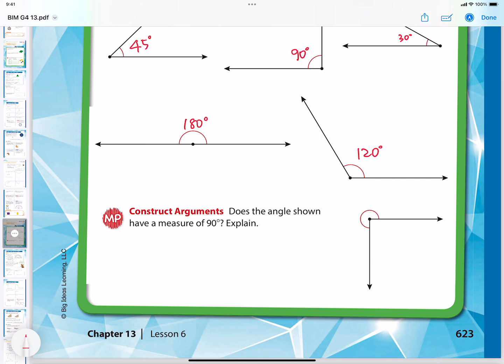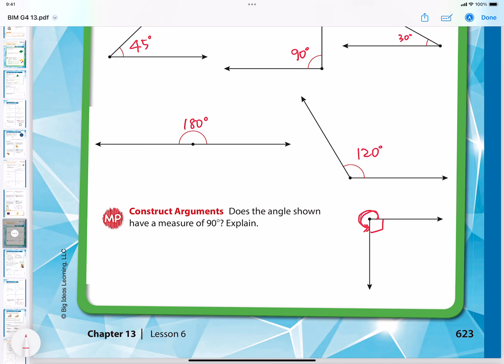Okay, and next one. Does the angle shown have a measure of 90 degrees? Explain. And when you check this or when you measure the angle, you have to see this circle, or if it's a right angle, it tells you with a square. So here, they are going to talk about what? This outer circle, not this inner circle. Okay, it must be 90 degrees, I can say.